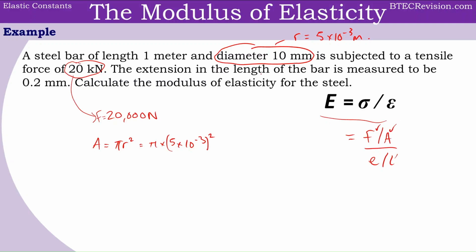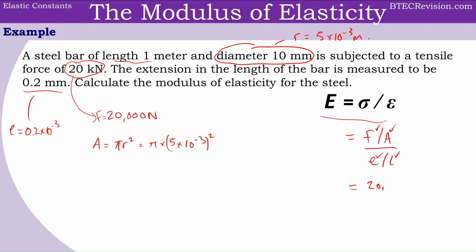Next, the extension is 0.2 millimeters. So the extension is 0.2 times 10 to the power of -3. And finally, we need the length. The length is 1 meter. So we have the length also. Now we can just plug in all the values.